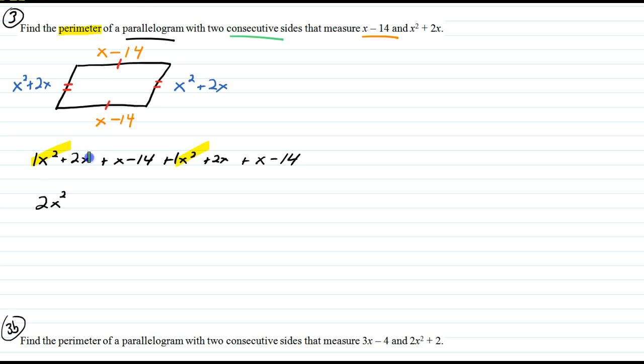Now we'll combine our x's. 2x plus x, 2x plus x. So 2 and 1 gives us 3x. This would also be 3x. And then the 3x and the 3x is going to give us a 6x. And now we have our minus 14 and minus 14. So when the signs are the same, you keep the sign and then add the numbers. And so we would get 28. So the perimeter of the polygon would be 2x squared plus 6x minus 28. Try 3b on your own.